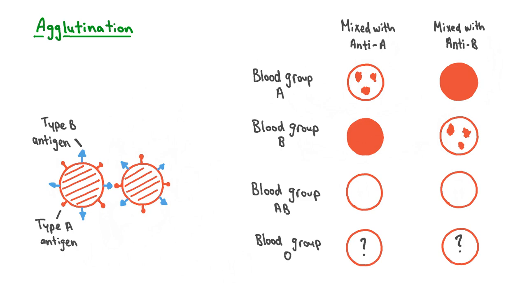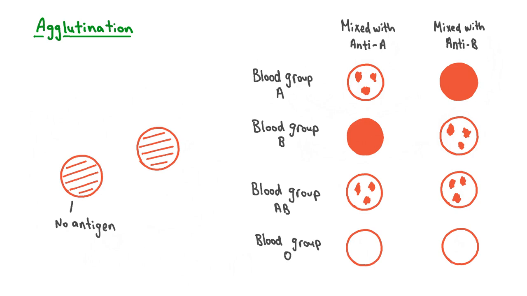Blood group AB has both type A antigen and type B antigen. So adding either anti-A antibodies or anti-B antibodies will cause the blood to clump. And in blood group O, there is no antigen present on the surface of the red blood cells. So adding either anti-A or anti-B antibodies will not cause the blood to clump. So by mixing drops of blood with anti-A and anti-B antibodies, we can determine which blood group the drop belongs to. By using our knowledge of blood groups and the alleles that determine them, we can use this information to figure out how blood groups are inherited.